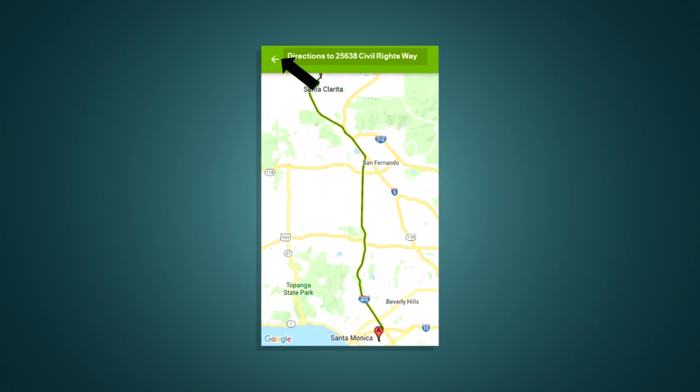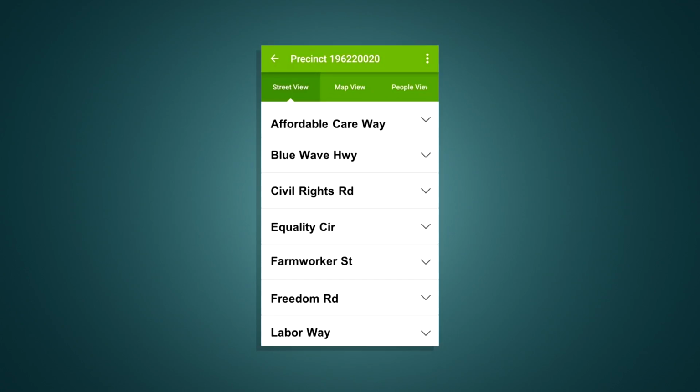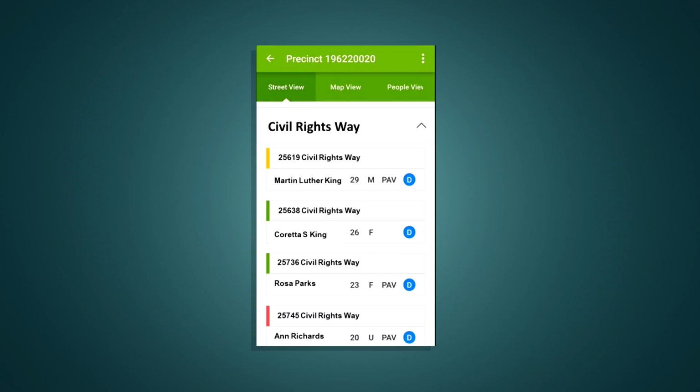When you arrive, click on the arrow at the top to see a list of streets you've been assigned. Street View displays a list of all the streets in your canvassing assignment in alphabetical order. Tapping on a street will display a list of people who live at each address on that street within your assignment. If an address is marked yellow, it means someone knocked during the current canvass, but not all the registered voters listed there were home.